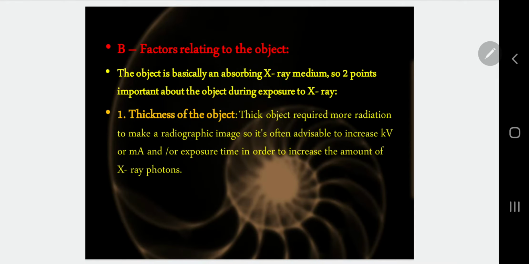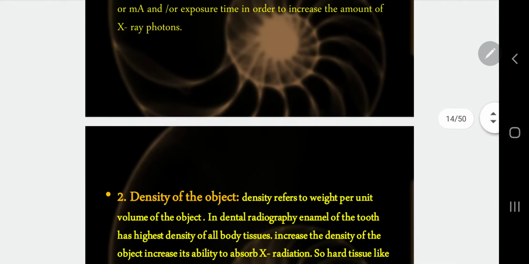Factors relating to the object. The object is basically an X-ray absorbing medium. So, two important points about the object: thickness of the object and the density. Thickness of the object. A thick object requires more radiation to make a radiographic image. So it is often advisable to increase kilovolt or ampere and or exposure time in order to increase the amount of X-ray photons.